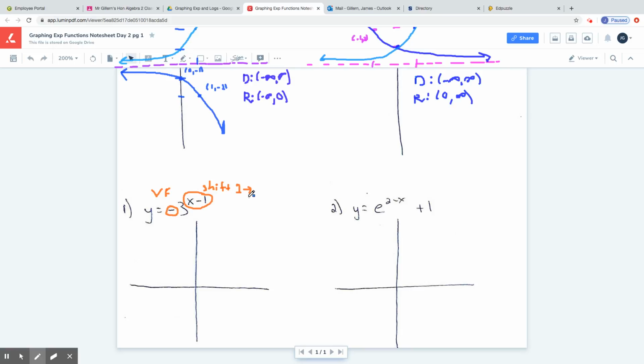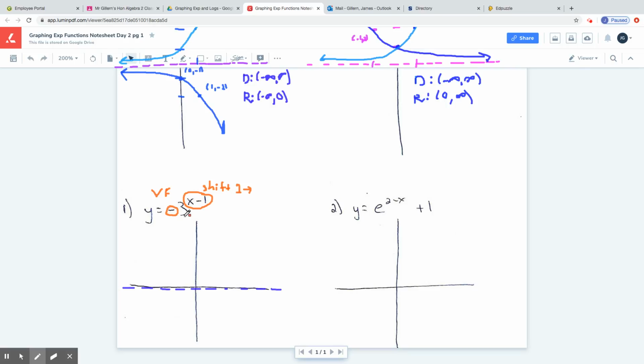Okay. Now, since there's no shifting up or down, that tells me that my horizontal asymptote stays at 0. If it was a +1 over here, then it would be at 1. If it was at 2, it would be at 2. So we have a horizontal asymptote at y equals 0.